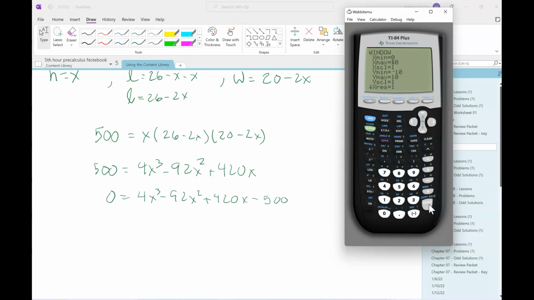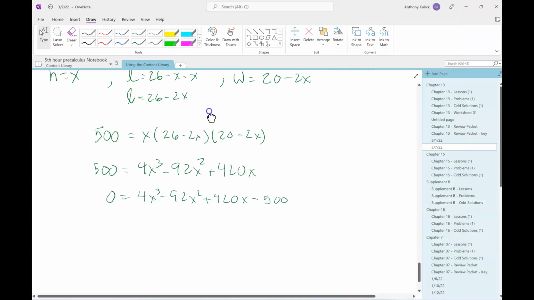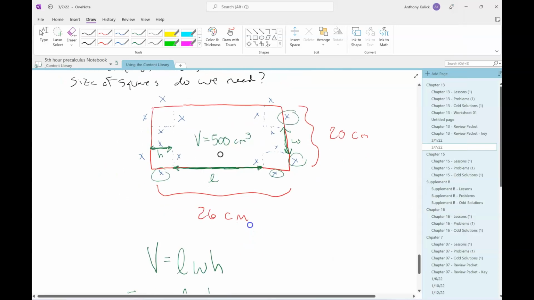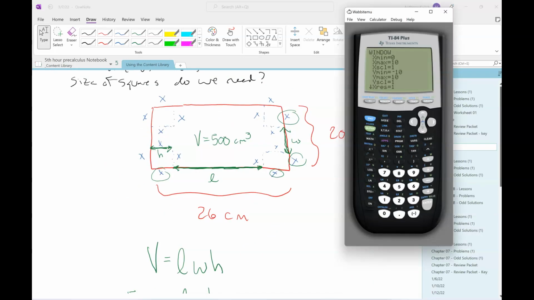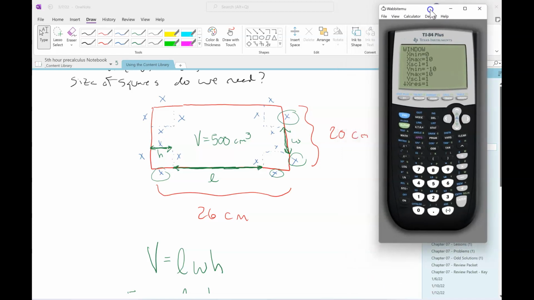What's the biggest possible value for x? What do you guys think? Nope. The biggest possible value for x is 10. Why? Look at this side here. If x was any bigger than 10, this side length would end up being negative, right? Because it's 20 minus 2x. Does that make sense?